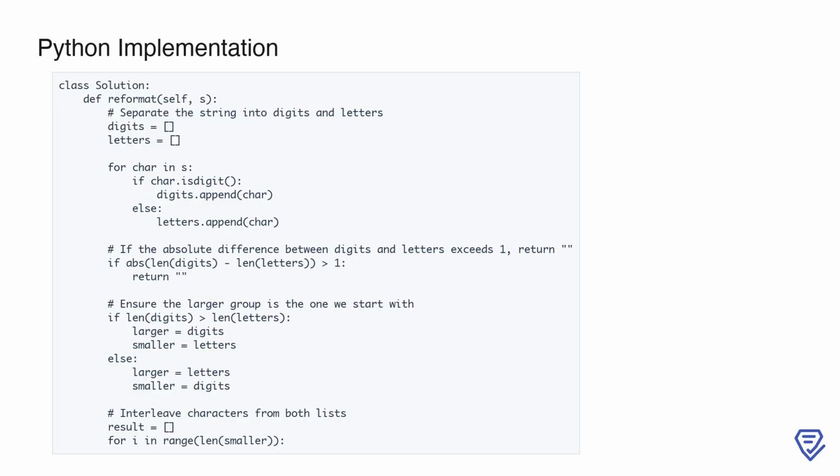Next, we check if the absolute difference between the lengths of these two lists is greater than 1. This is because if the difference exceeds 1, it means that alternating the characters is impossible, so we return an empty string immediately. After this, we ensure that the larger group, whether it's digits or letters, is the one we start with. This is done by comparing the lengths of the two lists and assigning the larger and smaller variables accordingly. Finally, we initialize an empty list called result, which will store the interleaved characters as we process both groups.